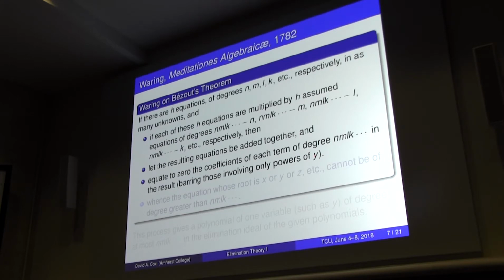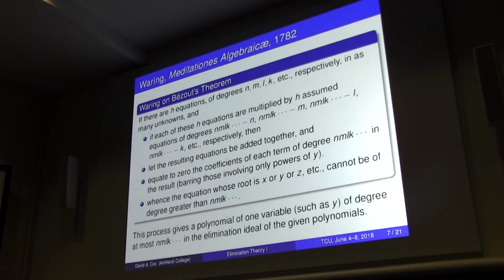The point is here he's thinking about eliminating everybody except y. And so you set those equal to 0, and so you get a system of equations. And once the equation whose root is x or y or z cannot be of degree greater than this product of degrees. So this is sort of the general version of Bezout's theorem, now for n polynomials and n variables.